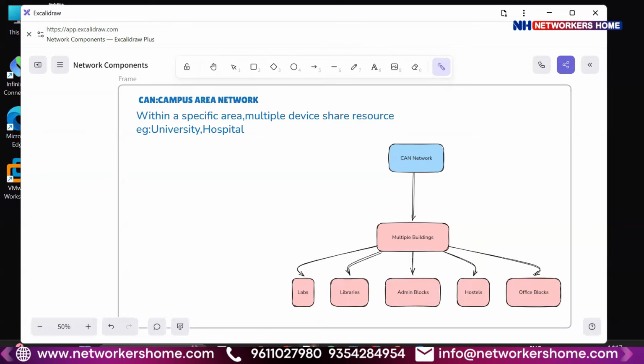So mechanical people will connect with mechanical Wi-Fi, civil will connect with civil Wi-Fi. Likewise, multiple different departments will connect to their own Wi-Fis. So when those departments try to communicate with each other, that is called campus area network. Okay, within a specific area. Here you can see I've given within a specific area. For example, university and hospital. Hospital means what? Within a specific area. Again, a hospital will have multiple departments. You will have an emergency department, outpatients, operation departments, multiple things will be there. So when all those buildings try to communicate, that is called campus area network. Okay.